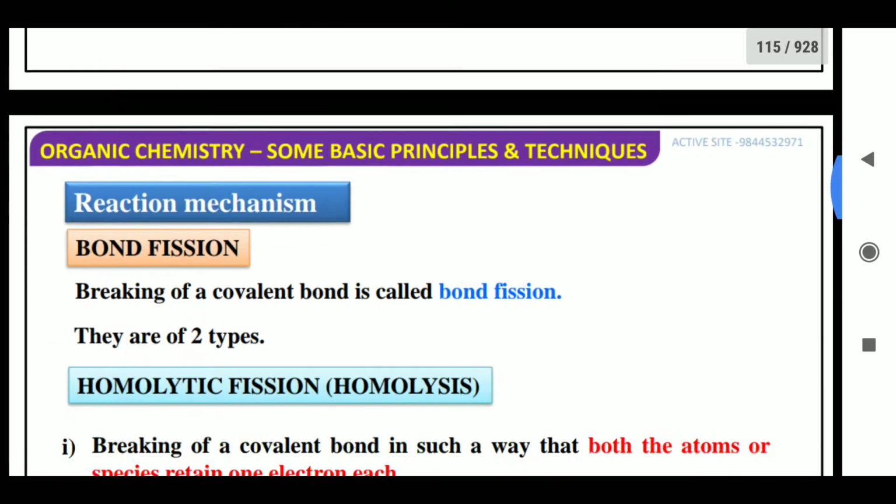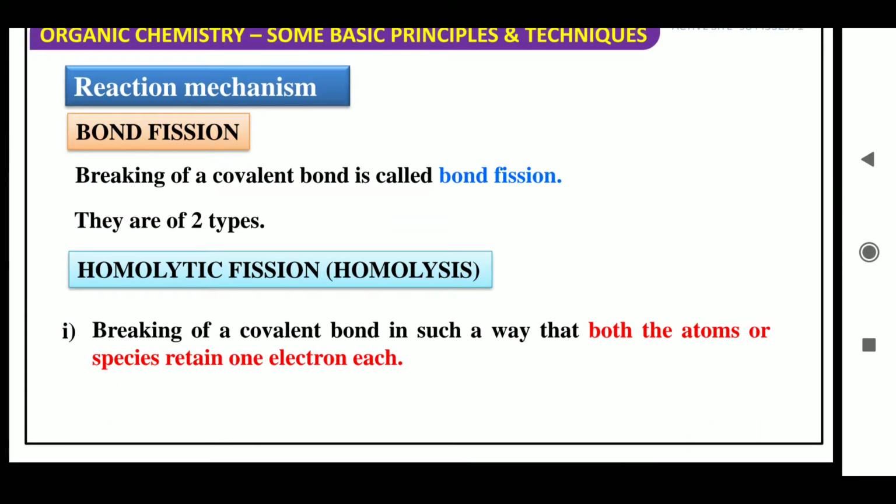Now talking about the reaction mechanism, how a reaction will happen. The reaction mechanism proceeds with bond fission. Breaking of a covalent bond is called bond fission. There are two types, that is homolytic and heterolytic. First we talk about homolytic fission.